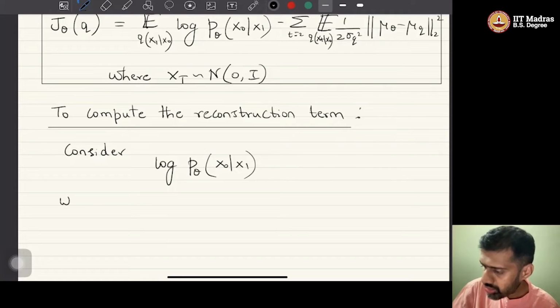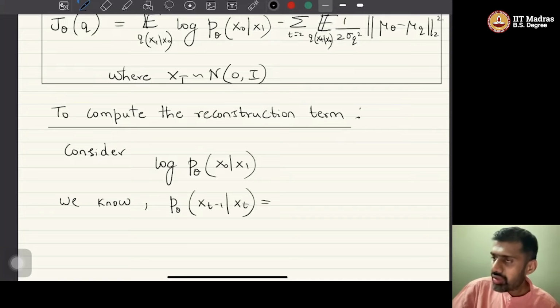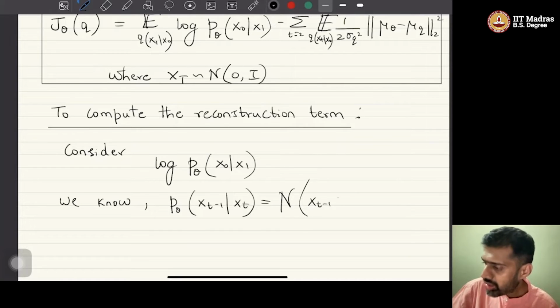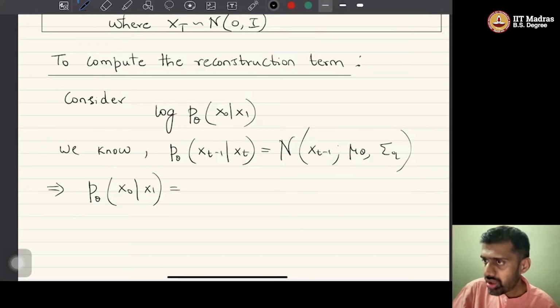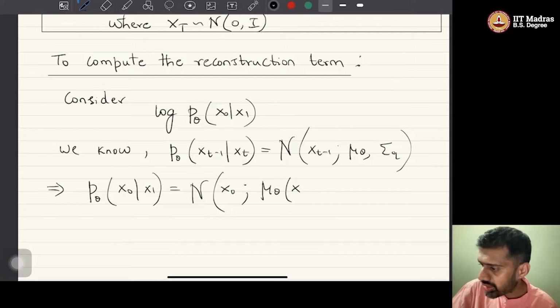So what is this equal to? We know from the model definition, p theta of x t minus 1 given x t, for any t, is a Gaussian distribution. This is the model assumption that we have made, with the mean equal to mu theta and the variance equal to sigma q. So for p theta of x naught given x1, we just have to plug in the appropriate equation. This will be a Gaussian distribution at x naught, with the mean being mu theta of x1. In general, mu theta is a function of xt; that is how we have constructed it. And the variance is sigma q squared times identity, because that is what we have made our variance equal to.